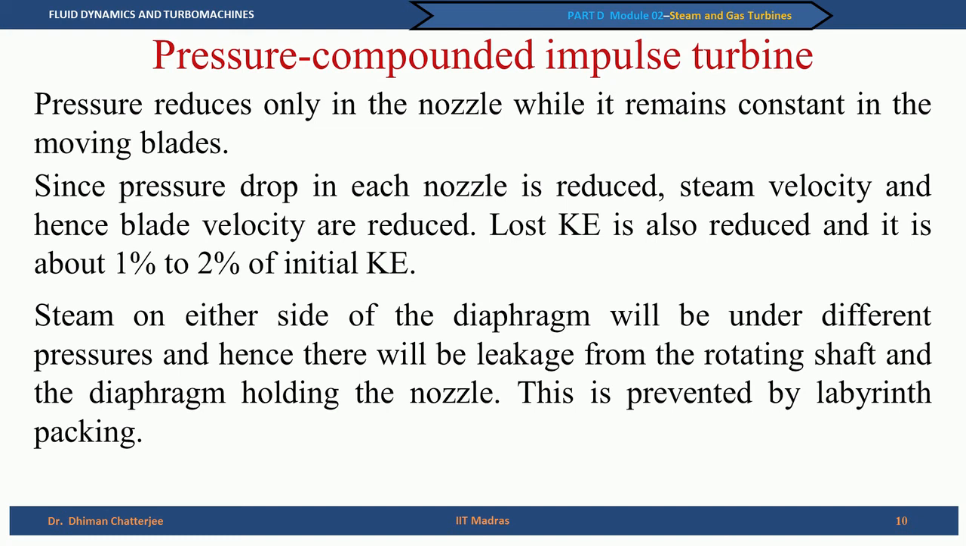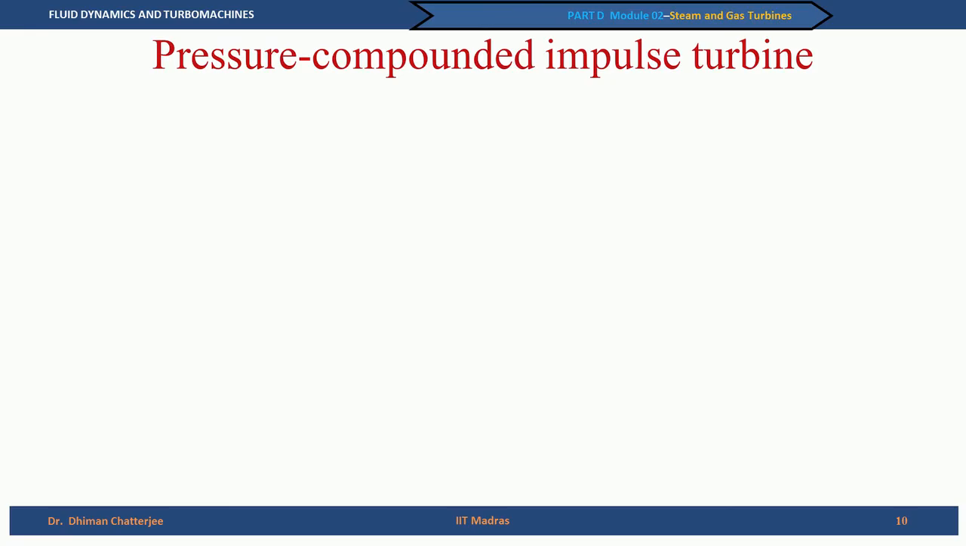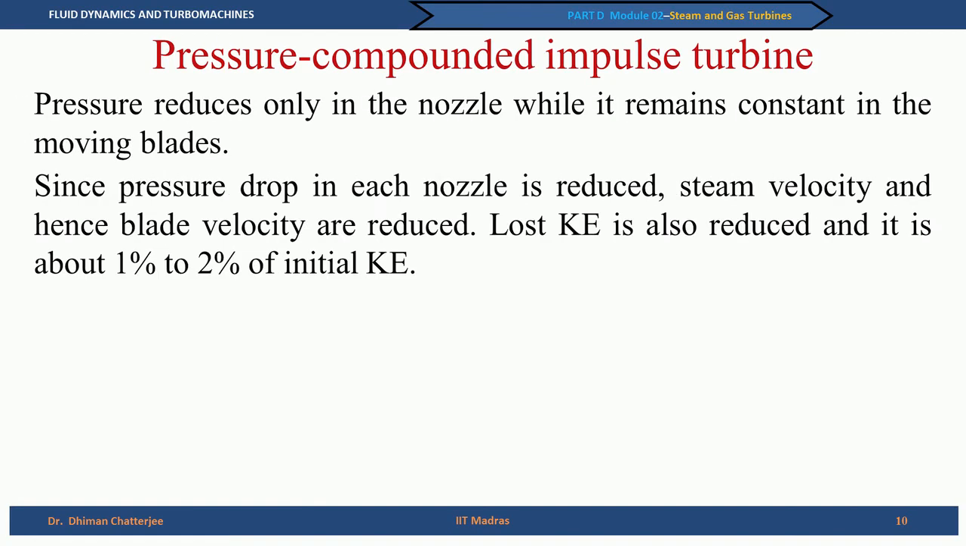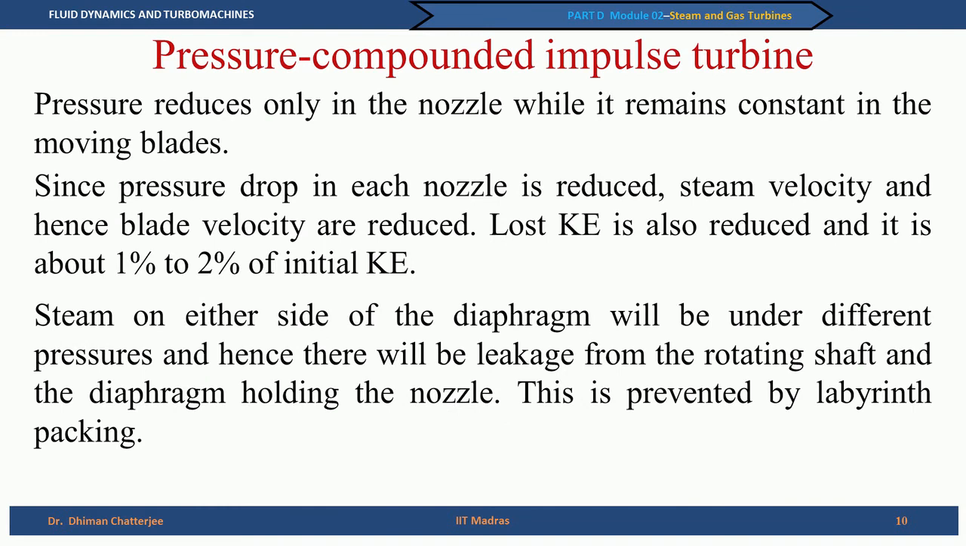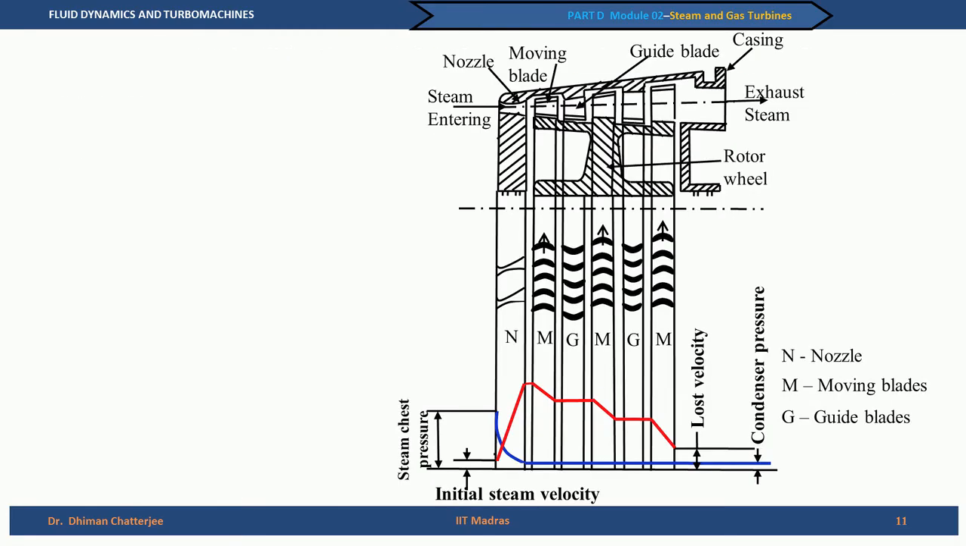Steam on either side of the diaphragm will be under different pressures, and hence there will be leakage from the rotating shaft and the diaphragm holding the nozzle. Let us look at the pressure compounded impulse turbine once again. So, what we are saying is that there is a pressure difference across the diaphragm, and hence there will be a leakage. So, leak prevention has to be considered a major task, and this is achieved by labyrinth packing. This type of turbine is also called the Rateau turbine.